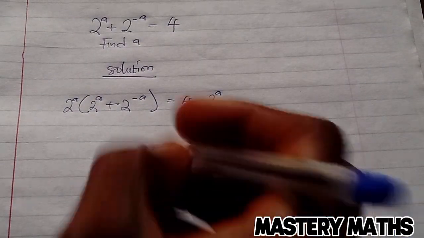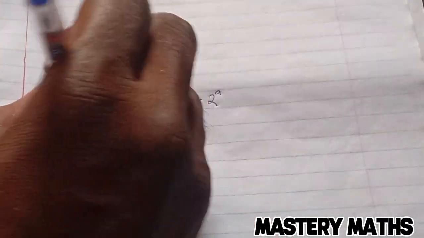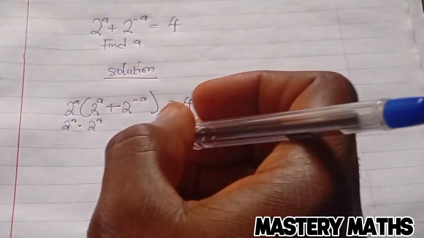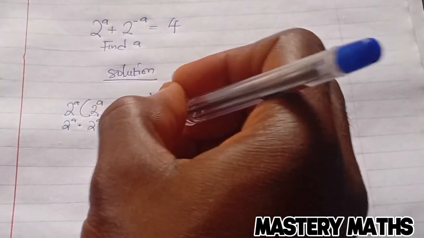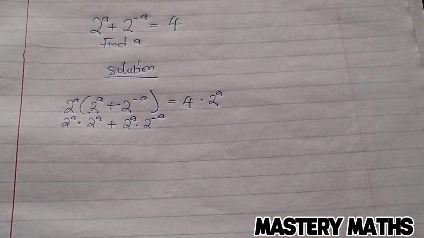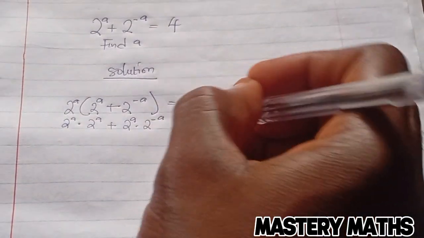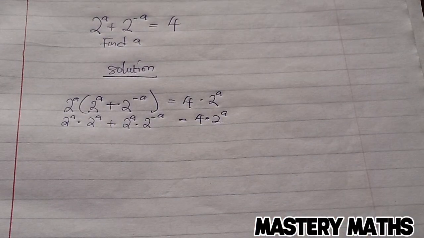Now that we've done that, what happened? We open the bracket by saying 2 raised to the power of a times 2 raised to the power of a, then plus 2 raised to the power of a times 2 raised to the power of minus a, in which we have here equal to 4 times 2 raised to the power of a. Then after that, what should we do?